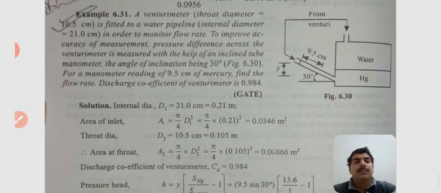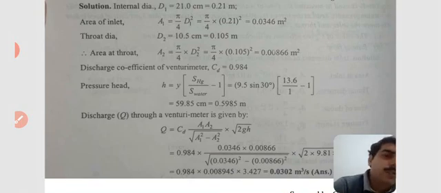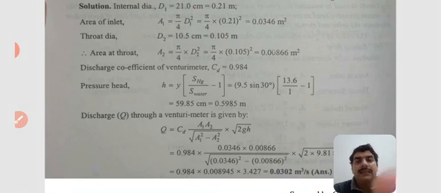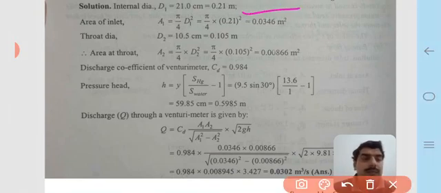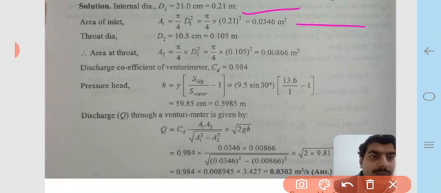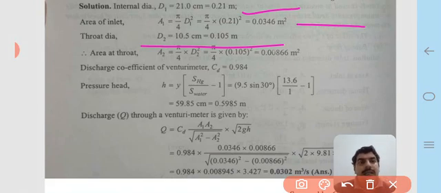Now come to the direct question part, the solution part. Inlet diameter D1 is given, 0.21 meter. Now calculate the area A1, A1 is equal to pi over 4 D1 square, and it is 0.0346 meter square. Throat diameter D2 is equal to 10.5 centimeter, that is 0.105 meter. Area of throat is calculated as pi by 4 D2 square, which is equal to 0.00866 meter square.